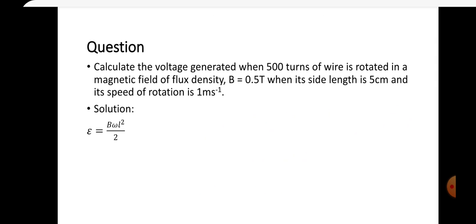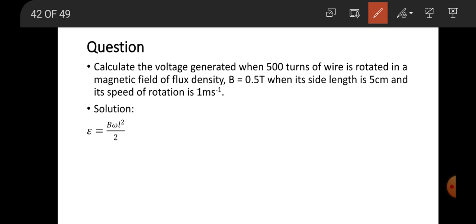Let's see another question. Here we say calculate the voltage generated when 500 turns of wire is rotated in a magnetic field of flux density being equal to 0.5 Tesla when its length is 5 centimeter and the speed of rotation is 1 meter per second. Okay, so that's the formula we use. E equal to B omega L squared all over 2. So here my B is 0.5. Omega, we are not given, but we are given the speed of rotation, 1 meter per second.